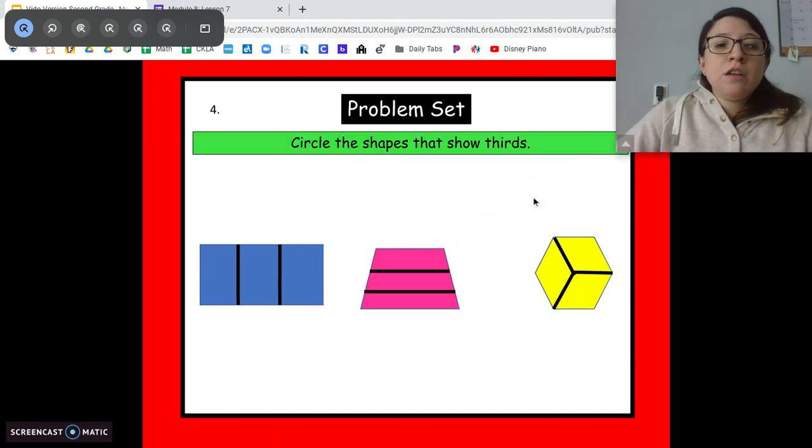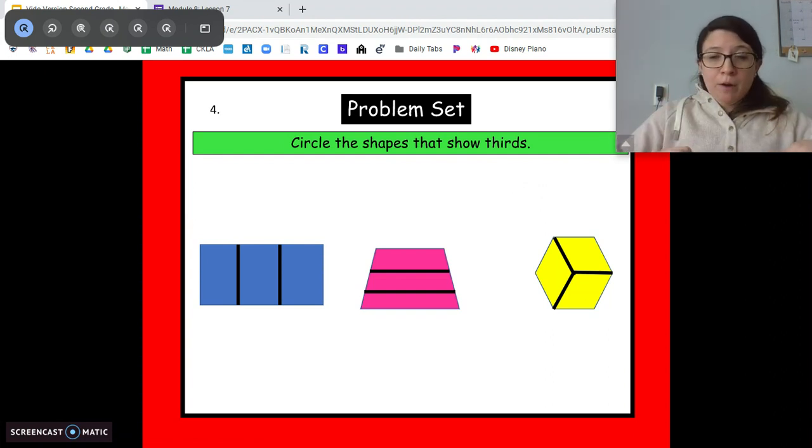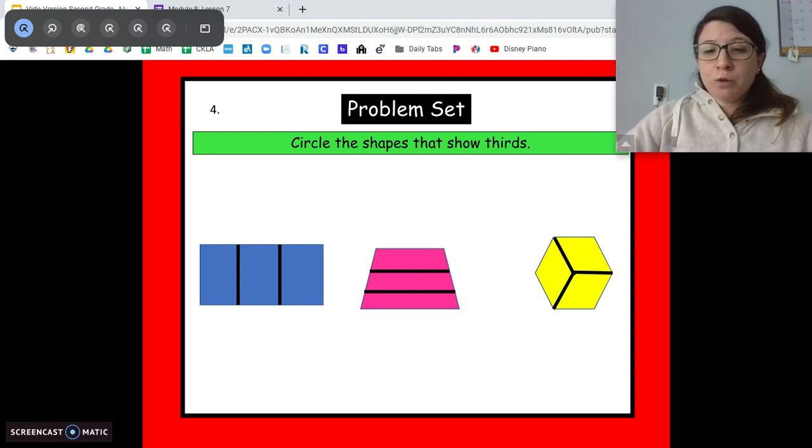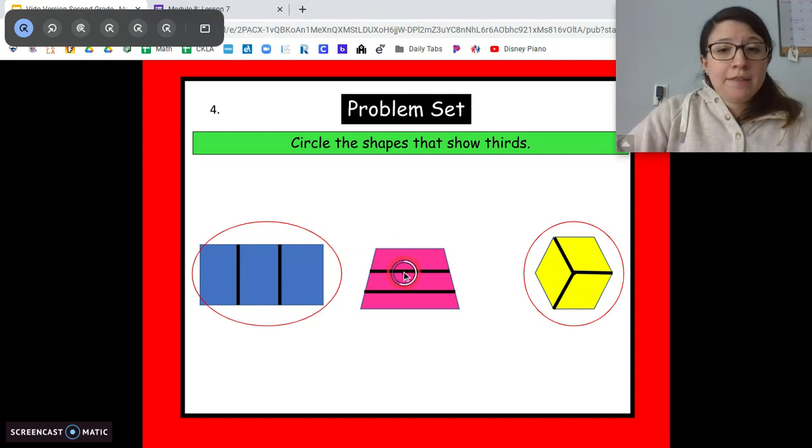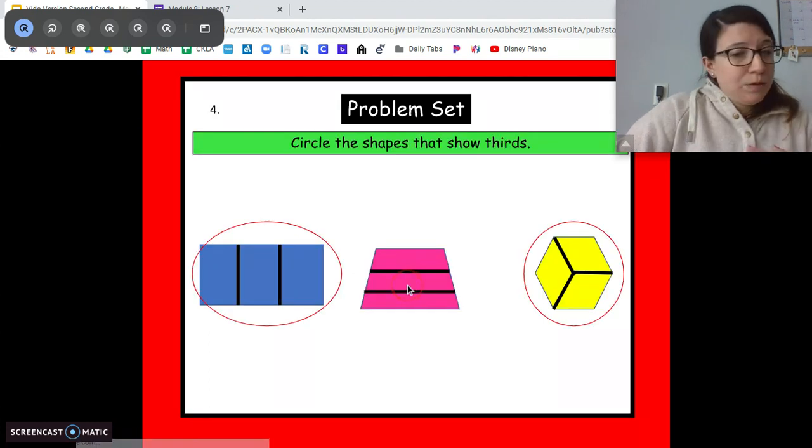All right, try this one. Which shapes show thirds? Remember, thirds have to be equal parts. All three parts are equal, same, take up the same amount of space, same shape. Which shapes show thirds? Good. This first one, and then the yellow hexagon. This middle one, these three parts are not the same size. They are not equal. They do not show thirds.